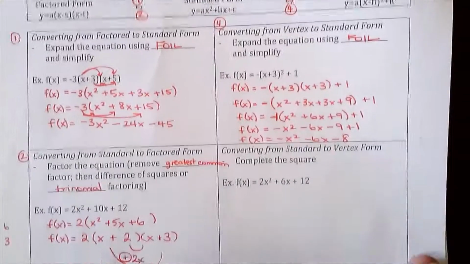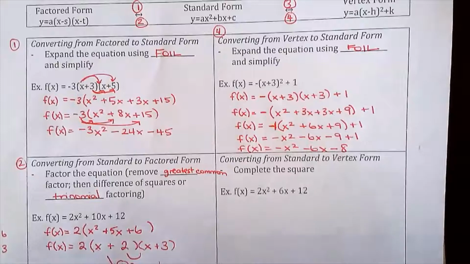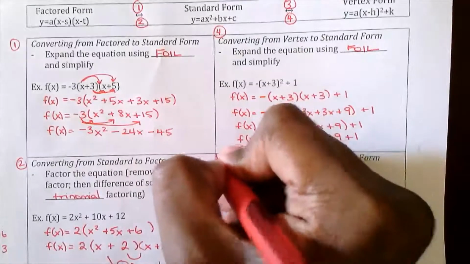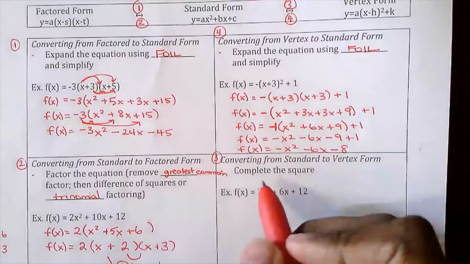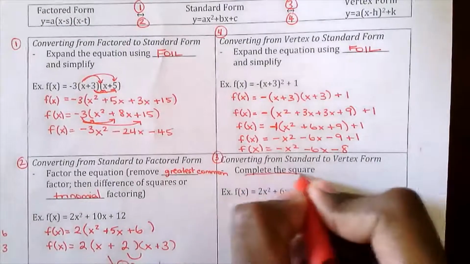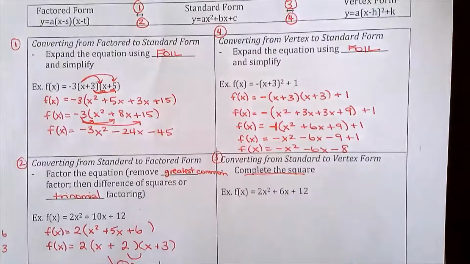Now to go from standard to vertex, so this is process 3, this is what the entire lesson today is on. I need to do a process called completing the square. And completing the square is a very hard process, hard in the sense that it's long. There are a lot of steps to remember in order to get it right. So let's go to the bottom of the page, which describes those steps.